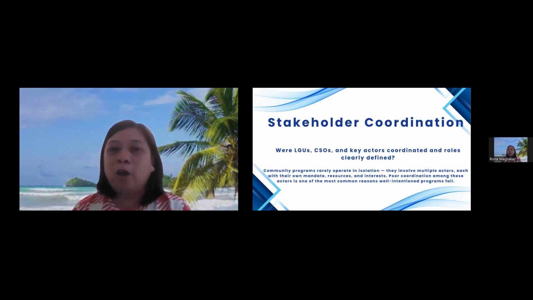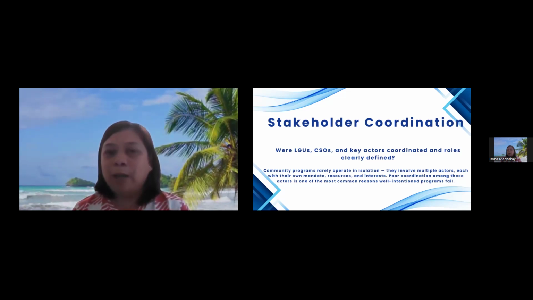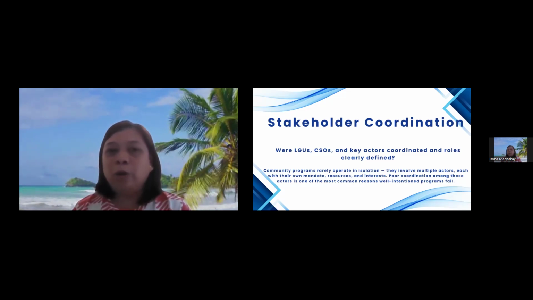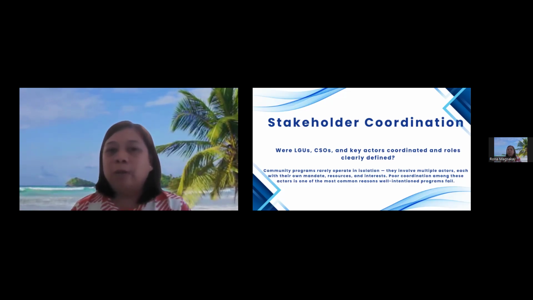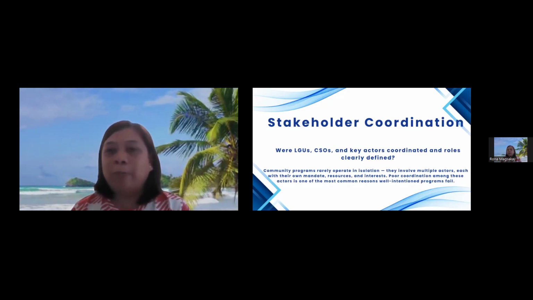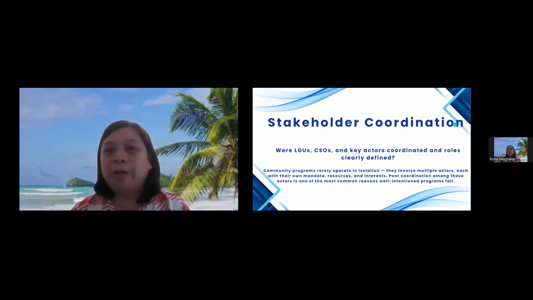Community programs never really operate in isolation. Yes, there's no community program that operates in isolation. It involves multiple sectors, each with their own mandate, resources, and interests. Like what I said, poor coordination, or not having proper coordination, is most often the reason why well-intentioned programs fail.